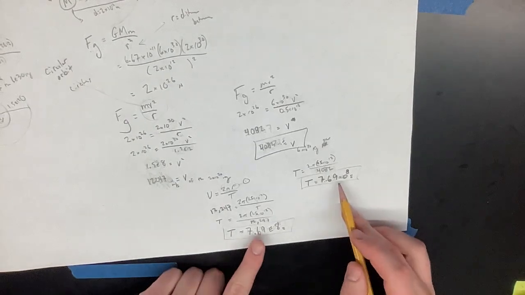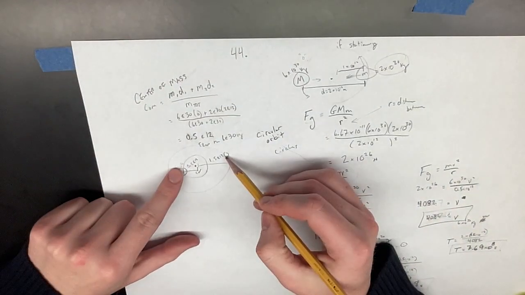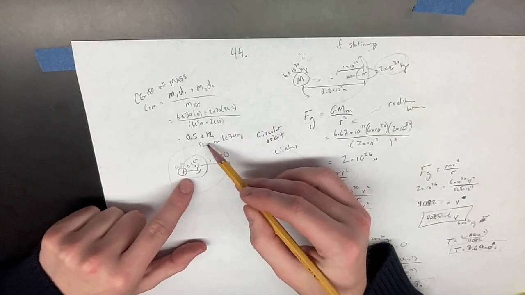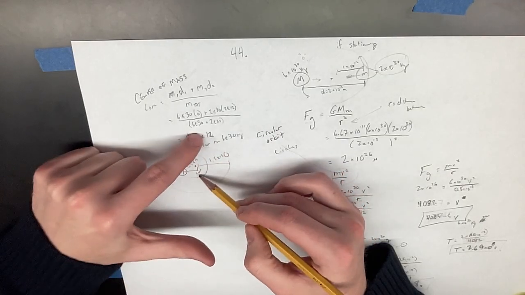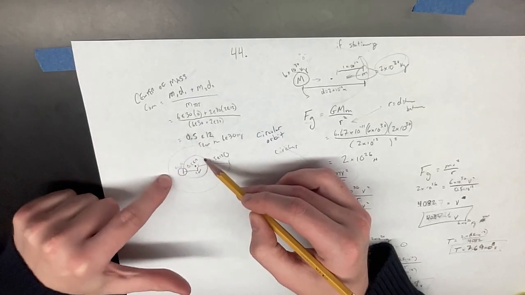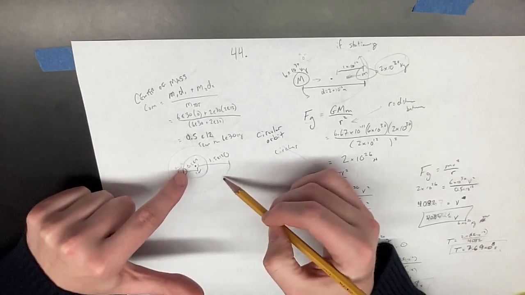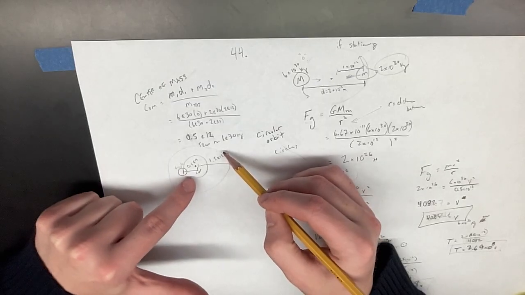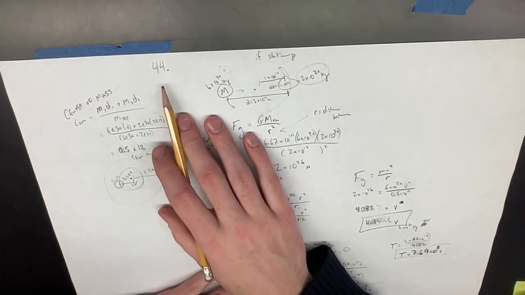And the result is they get the same period. So both of these objects are taking the same amount of time to do their circle. So they're always going to stay opposite of each other, even though they're moving at different speeds on different size circles. Okay? Anyway, that's question 44. Hope that helped.